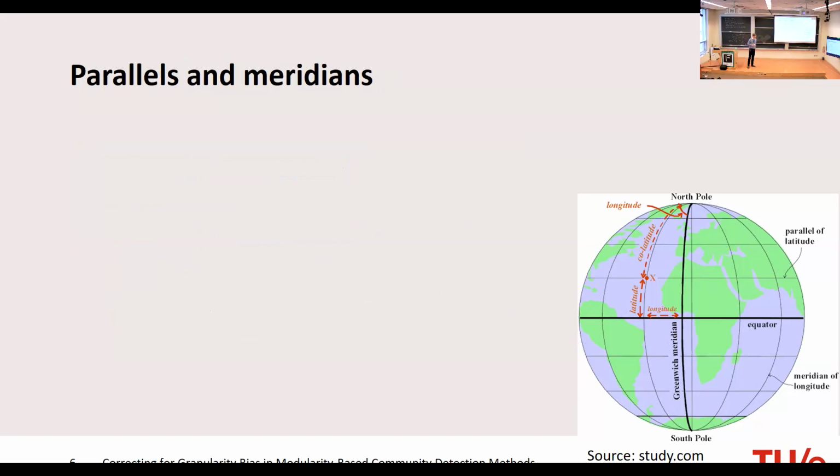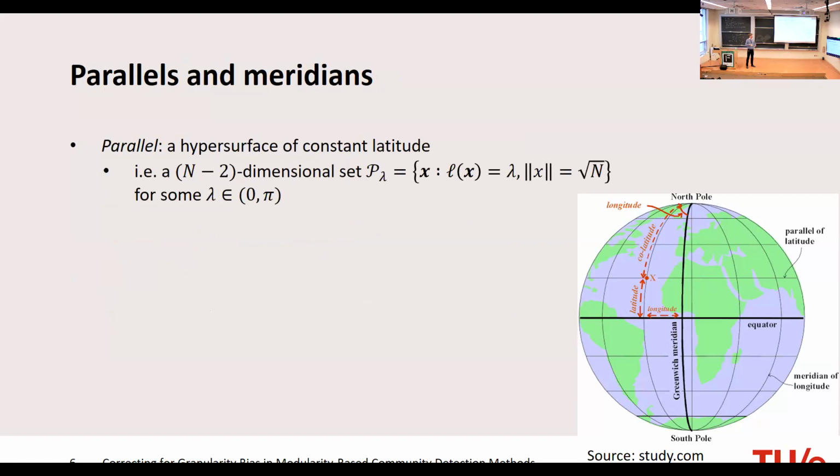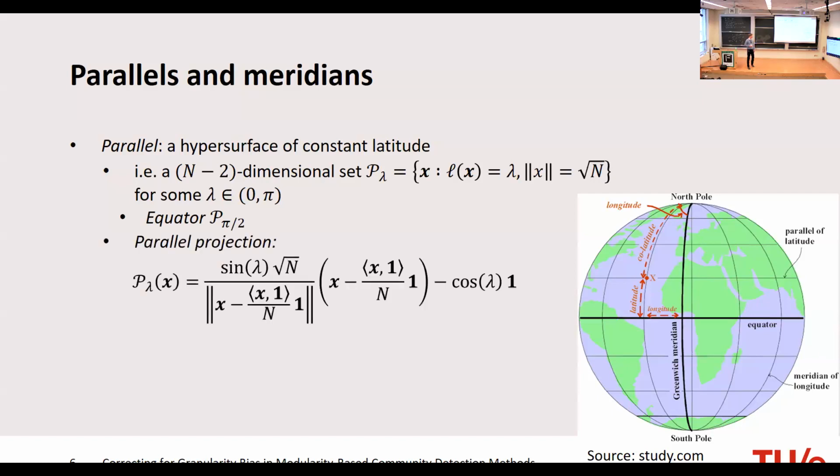And also on our globe, we have parallels and meridians, and we also borrow these terminologies. A parallel is a surface of constant latitude, so basically all the vertices that have a certain latitude. If you have the latitude pi over 2, then that is basically the equator. And if you have any point and you want to project it to a given latitude, that can be done by a parallel projection.